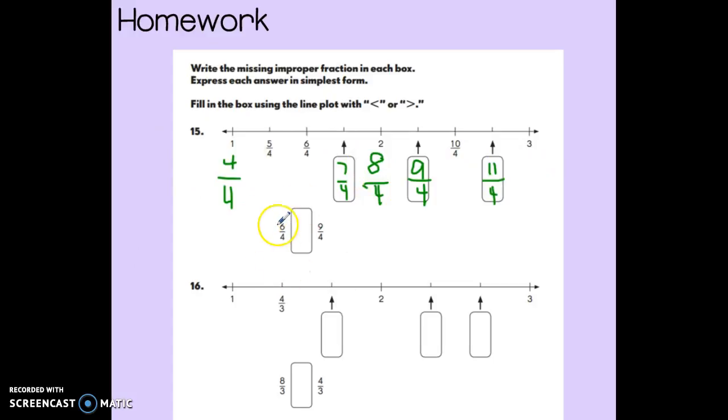I know that all of them are in my simplest terms, so now I want to look at which one's bigger, 6/4 or 9/4. Well, 6/4, I'm not quite to 2 yet. 9/4 is more than 2, so I know 9/4 is more than 6/4. The rest of your homework, what they want you to do is write the improper fraction, and if you can write it in simplest form, write it in simplest form.